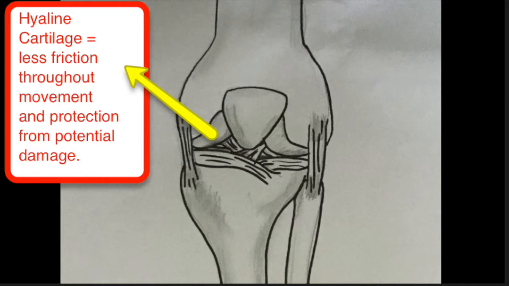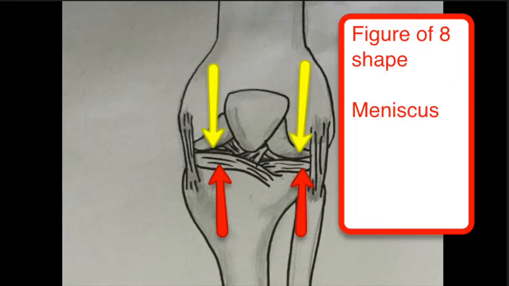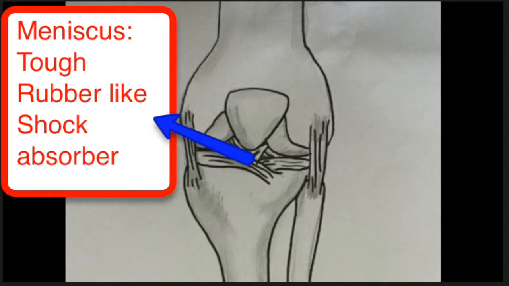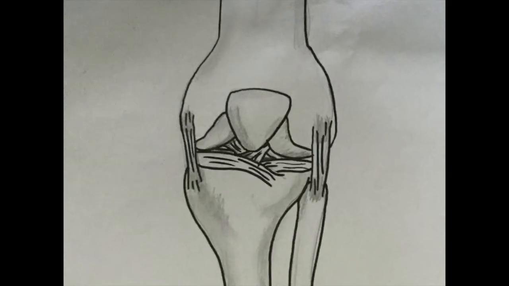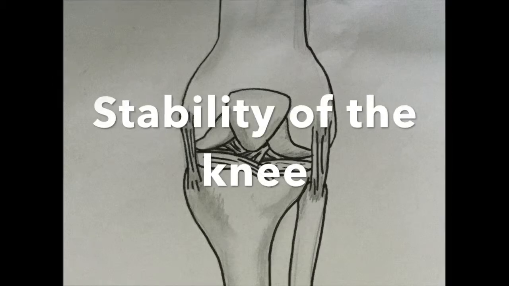In between the convex and concave articulations of the femur and the tibia lies a figure of 8 shaped cartilage called the meniscus. The meniscus is tough and rubber-like and acts like a shock absorber. It protects the distal end of the femur and the proximal end of the tibia. So that's what makes the joint resilient to impact. But what makes it stable?